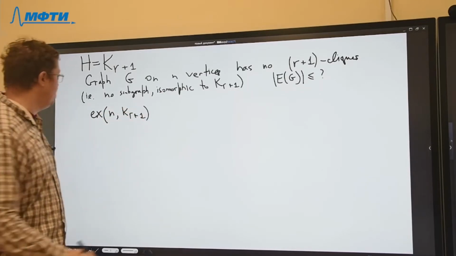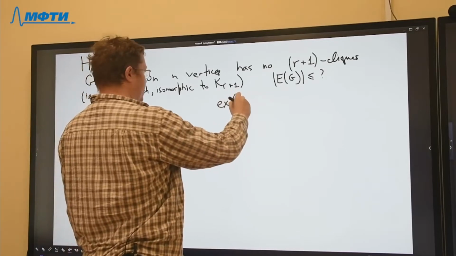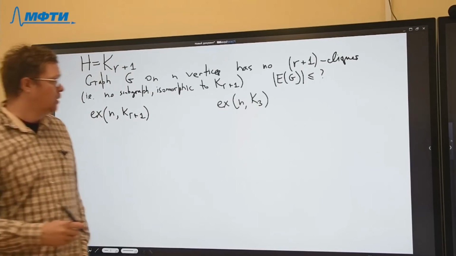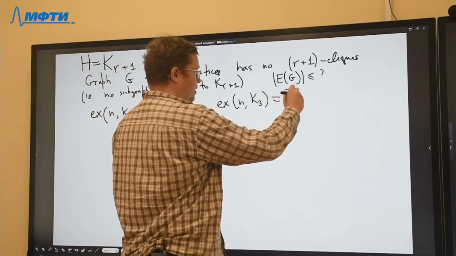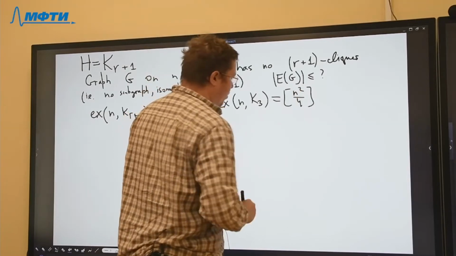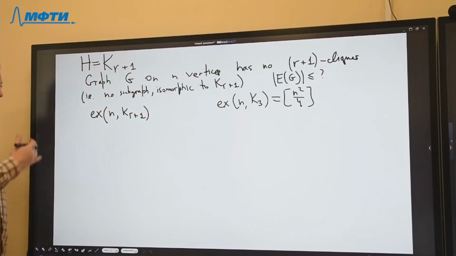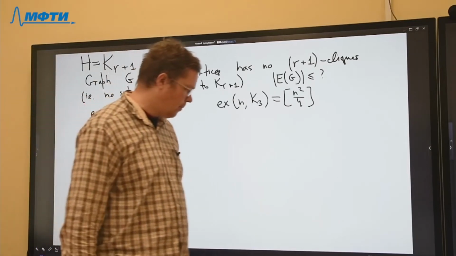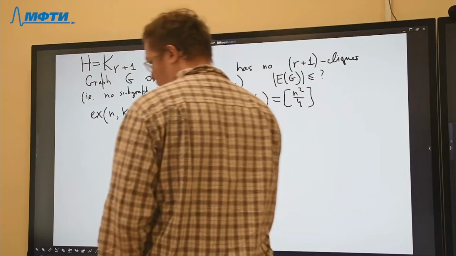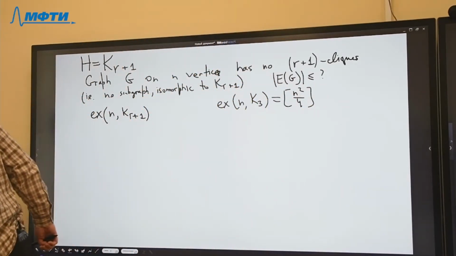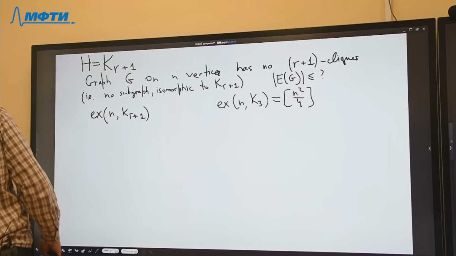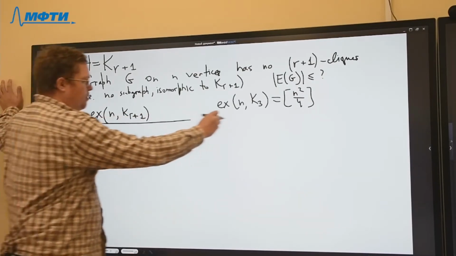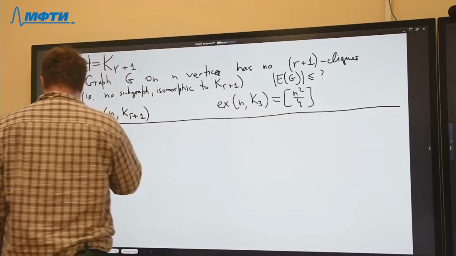So we already know that if we take the complete graph on 3 vertices, which is a triangle, we can prove that this is n squared over 4. But what happens if we consider bigger n, bigger r? And the answer is the famous known Turán's theorem.